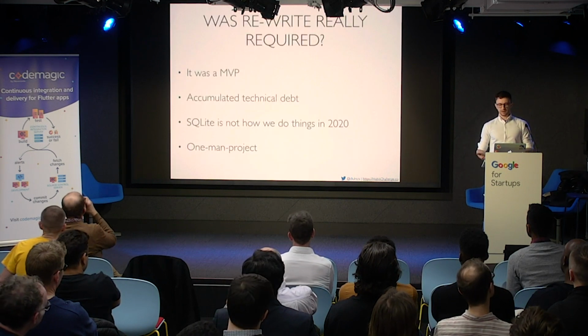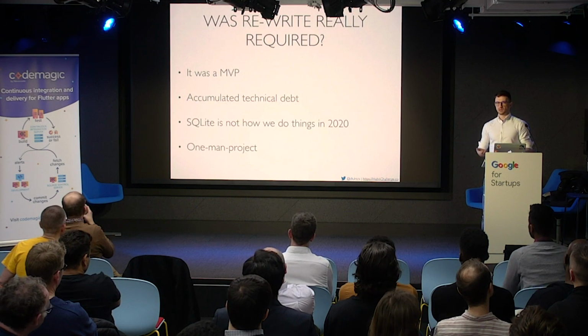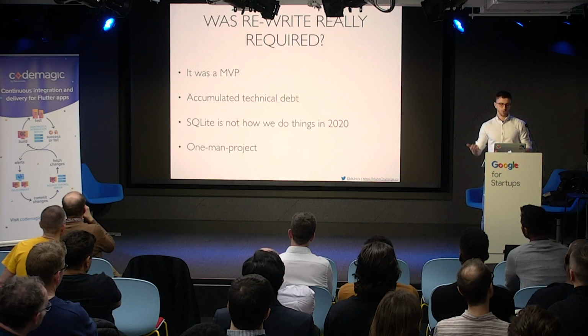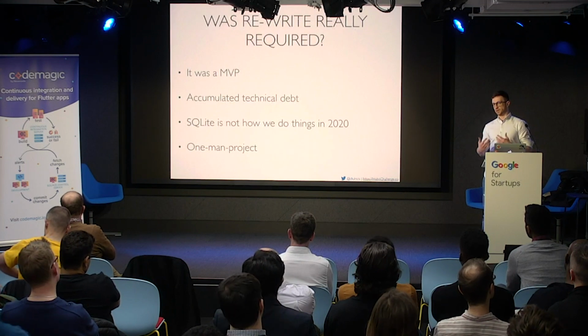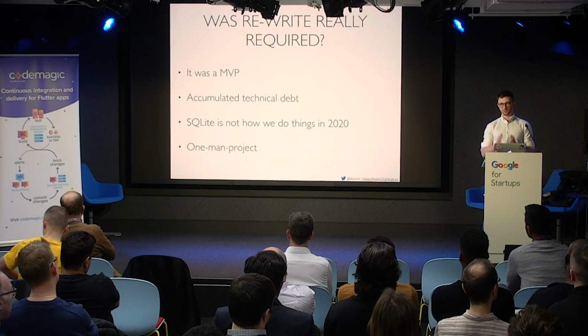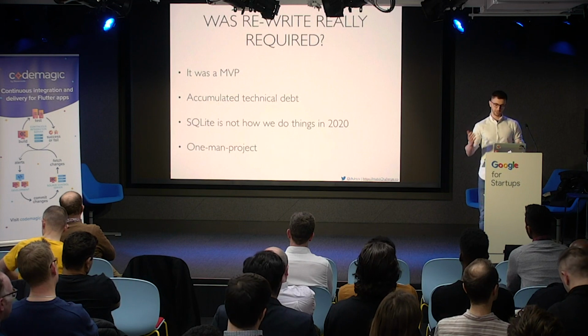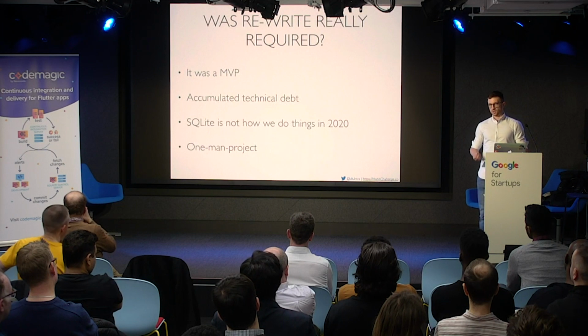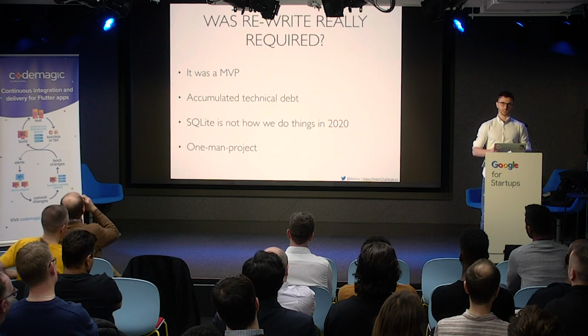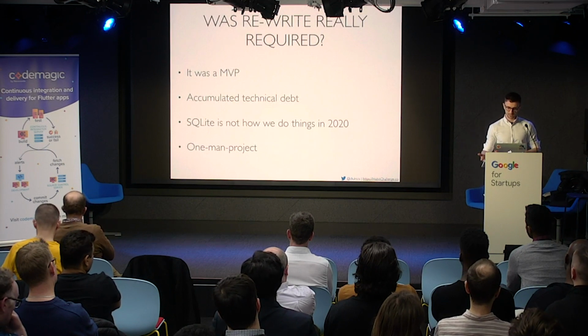So why? I have this beautiful app that is popular. Why did I decide to rewrite it? It was an MVP, and still for me it's an MVP. It doesn't have the feature set that I would like to have in the application. Over time, it accumulated a lot of technical debt. So adding new features was considerably harder and harder over time.